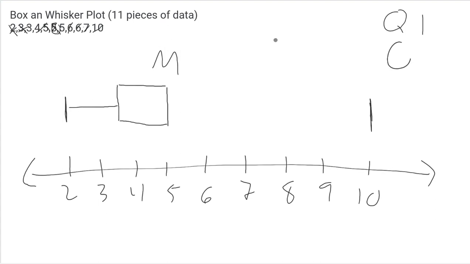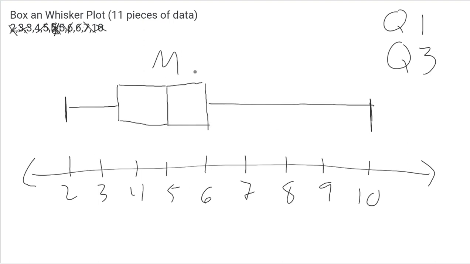Next, I have to find Q3. To find Q3, I go from my median, cross that out, and then keep crossing out until I find the most center. So it's between 6 and 6, or 6. I make my box and I connect my whisker.